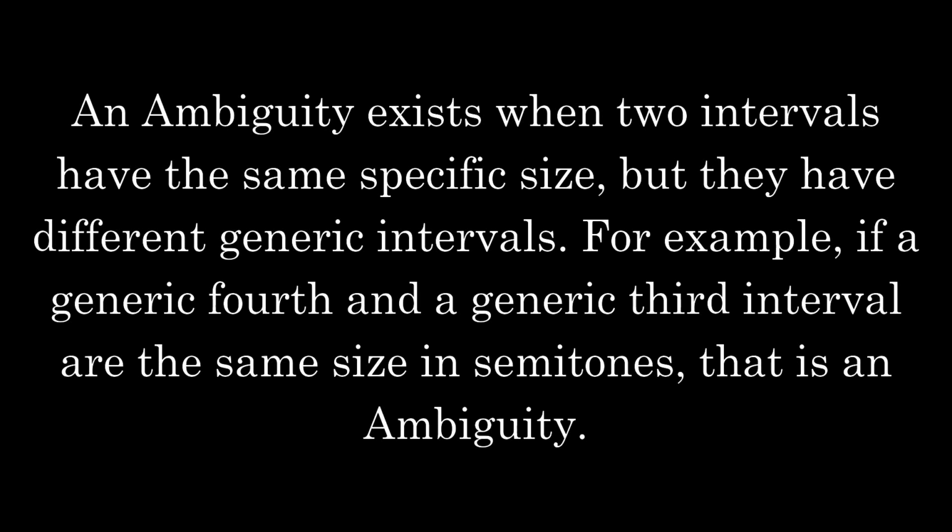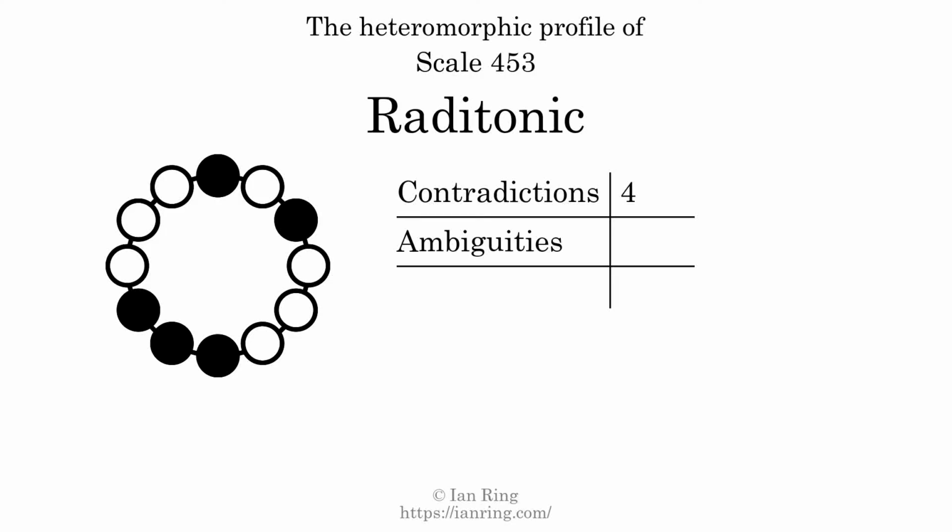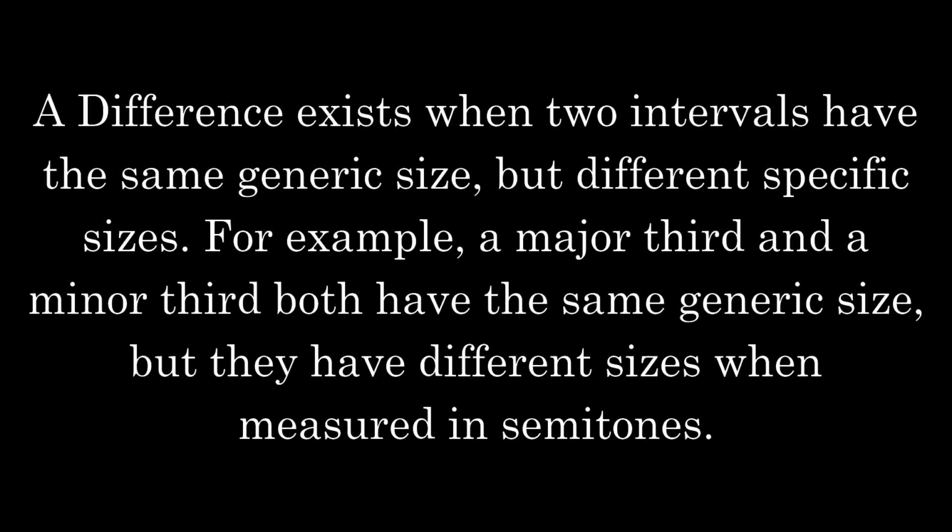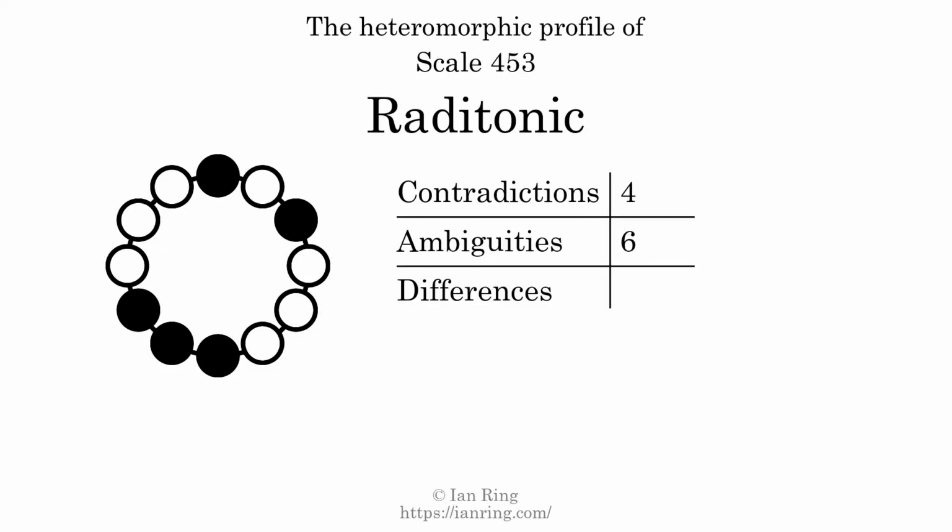An ambiguity exists when two intervals have the same specific size, but they have different generic intervals. For example, if a generic fourth and a generic third interval are the same size in semitones, that is an ambiguity. The number of ambiguities in this scale is 6. A difference exists when two intervals have the same generic size, but different specific sizes. For example, a major third and a minor third both have the same generic size, but they have different sizes when measured in semitones. The number of differences in this scale is 32.